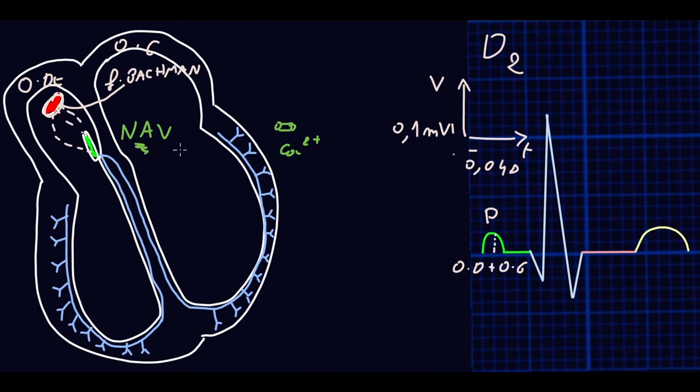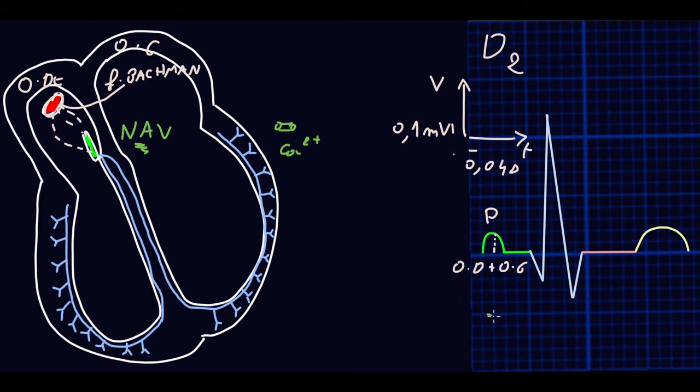The conduction of the small cell is slower than the bigger one, and the conduction of the calcium-dependent cell is slower than the sodium-dependent cell. This mechanism is very important because it allows the contraction of the atrium to fill the ventricle.